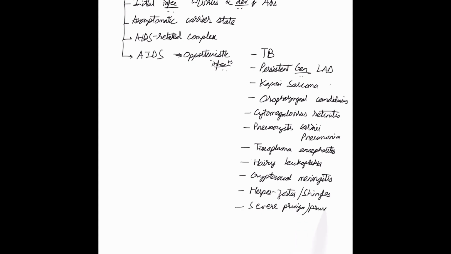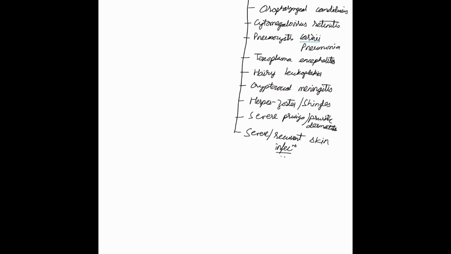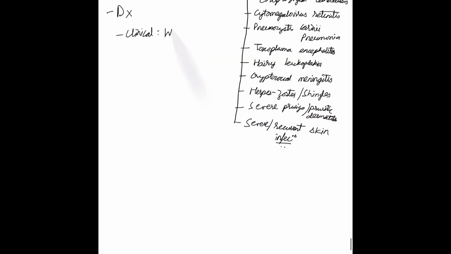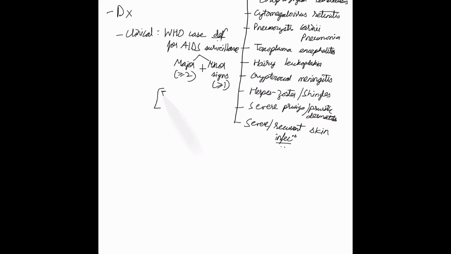Now coming to the diagnosis of HIV, clinically we should know the WHO case definitions for AIDS surveillance, which consist of major signs and minor signs. There should be more than 2 major signs and more than 1 minor sign. The things to be noted are that when TB co-infection is present, persistent cough is not a minor sign, and the presence of Kaposi sarcoma or cryptococcal meningitis is enough to diagnose the case as AIDS positive for surveillance activities.